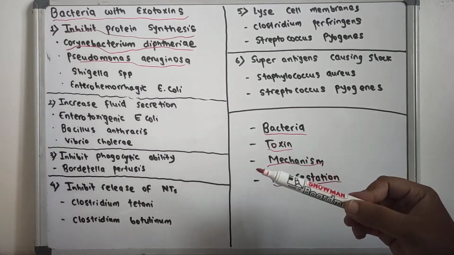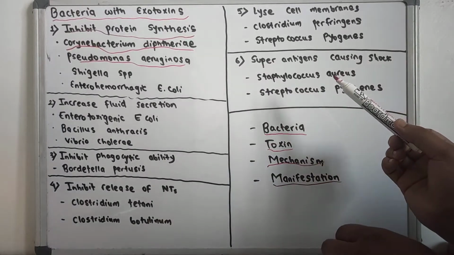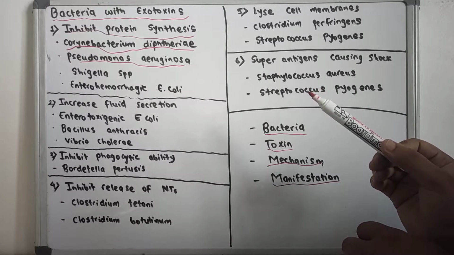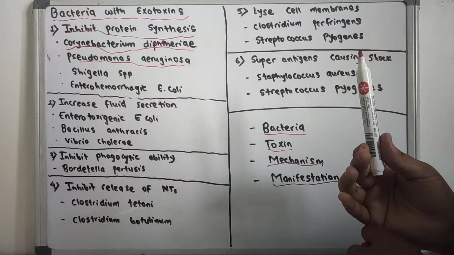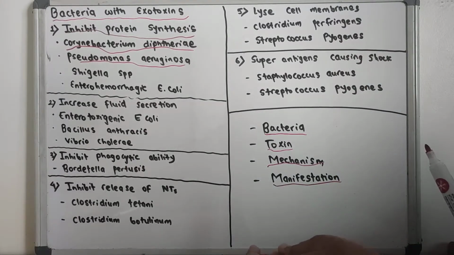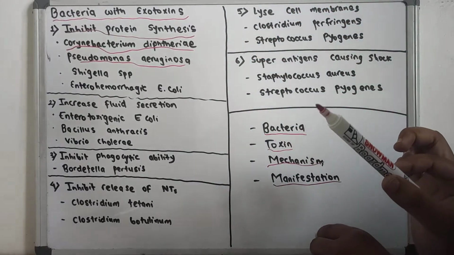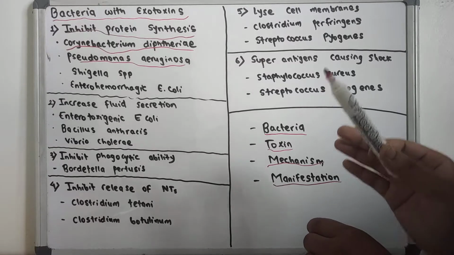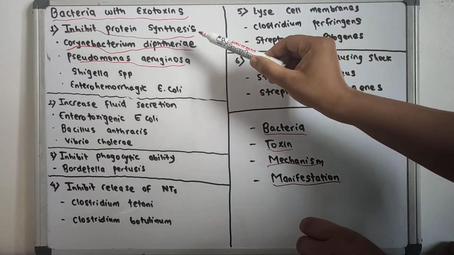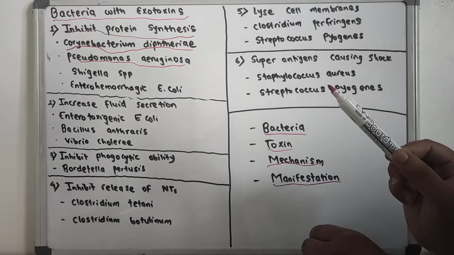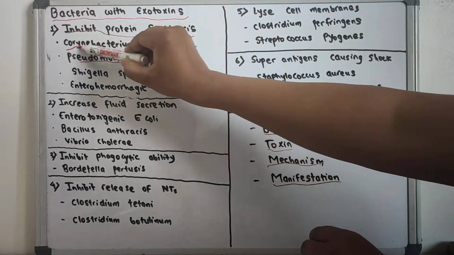Now what is the manifestation in Corynebacterium diphtheriae infection? There will be pharyngitis with pseudomembrane in the throat and severe lymphadenopathy, and there is the bull neck appearance. Also there could be myocarditis. There will be pseudomembrane formation, and there is severe inflammation due to severe lymphadenopathy which causes the bull neck. Whereas in Pseudomonas aeruginosa there could be death of the host cell.